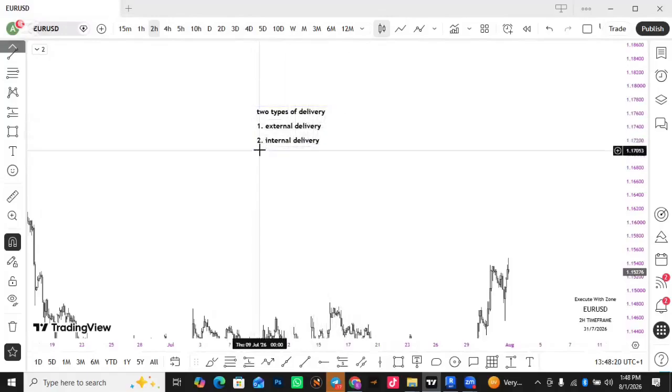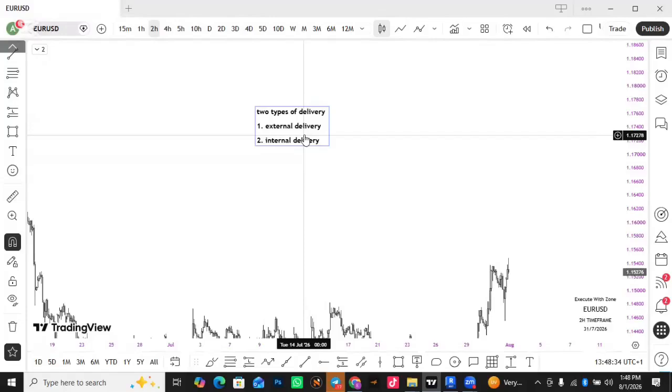External delivery gives the bigger move, gives the larger picture. It creates the major break of structure. It shows the main direction of the market. While the internal delivery is either a small move to a particular external key level or it's following the external move to its external targets.